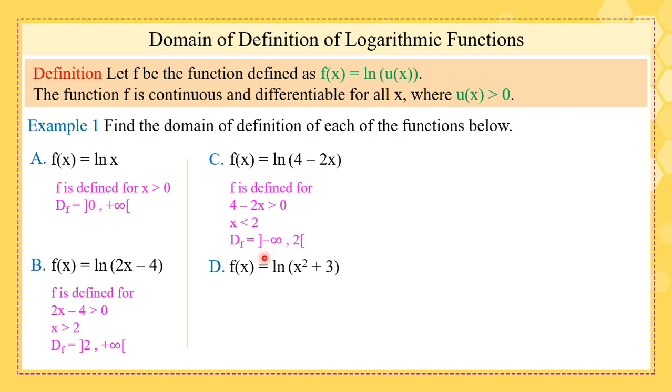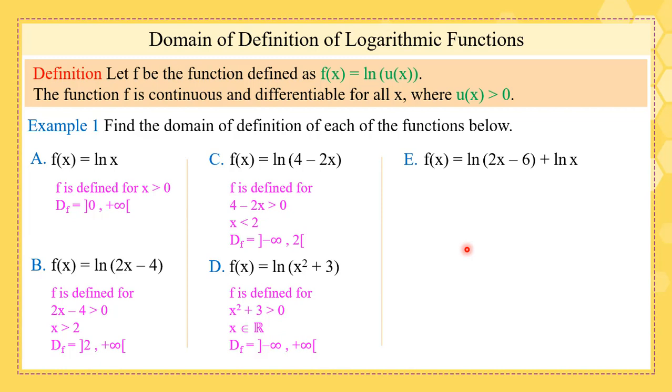Fourth example, this is f of x. Again, f is defined for x squared plus 3 greater than 0. And this in fact happens when x belongs to R, because x squared plus 3 is always positive for any x. So the domain of definition is negative infinity, positive infinity.